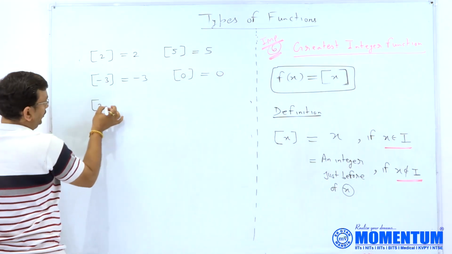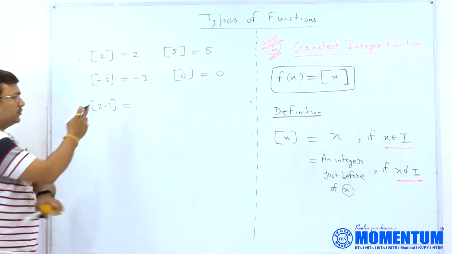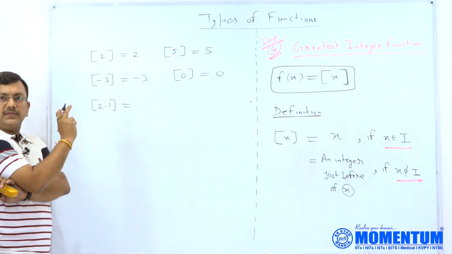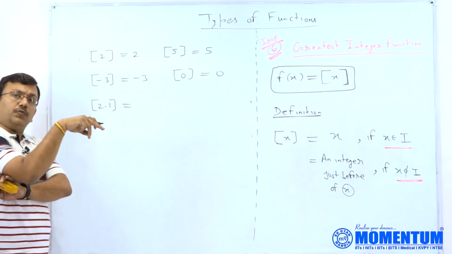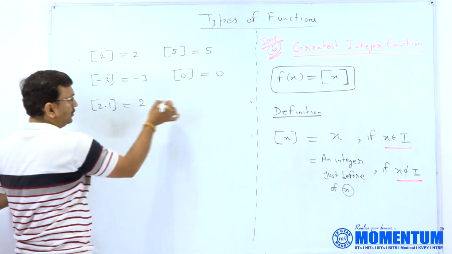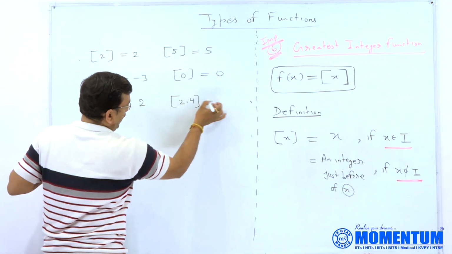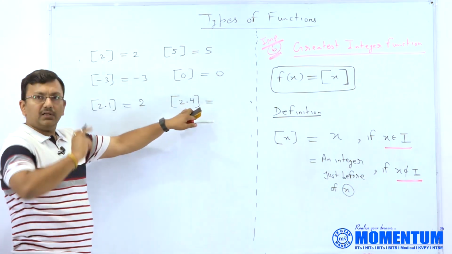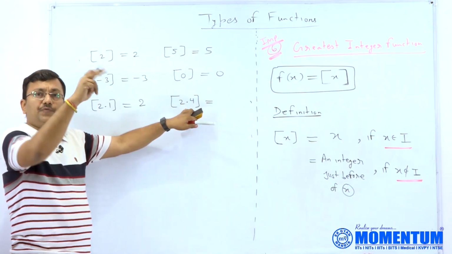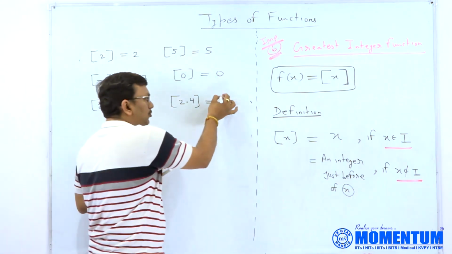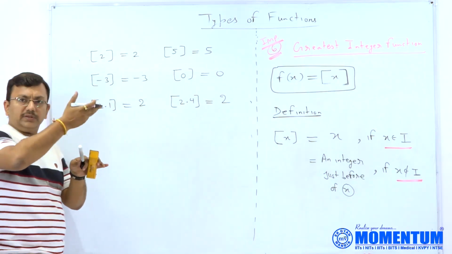Now I'm taking 2.1. 2.1 is non-integer. The output will be the integer just before of 2.1. That is 2. 2.4. Non-integer. Output will be integer just before of 2.4. That is also 2. 2.4 के पहले integer क्या होता है? 2 होता है.